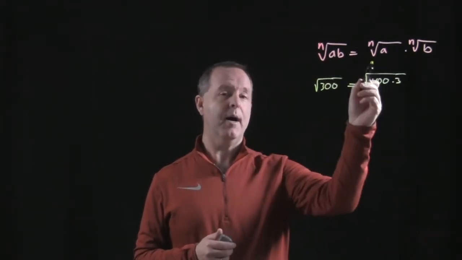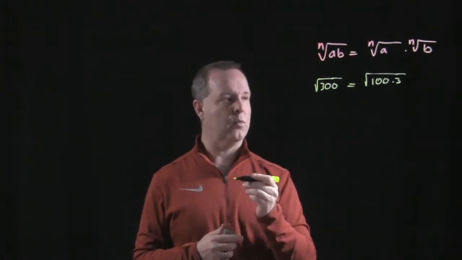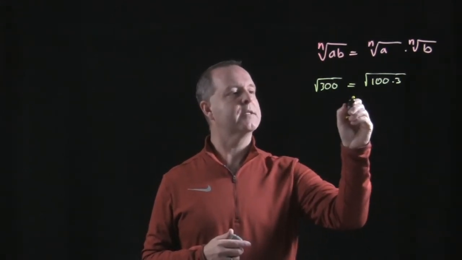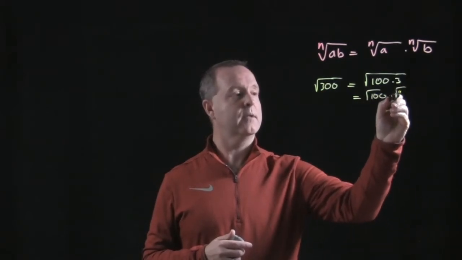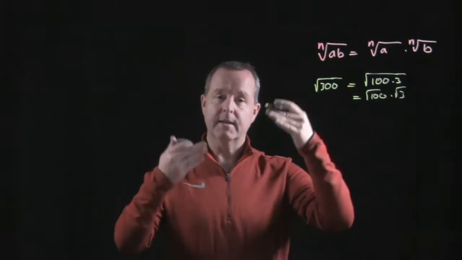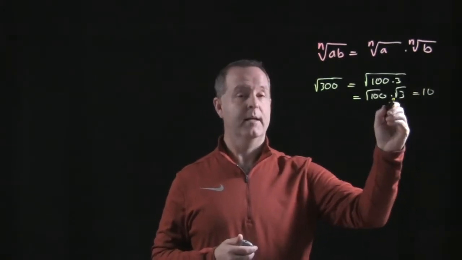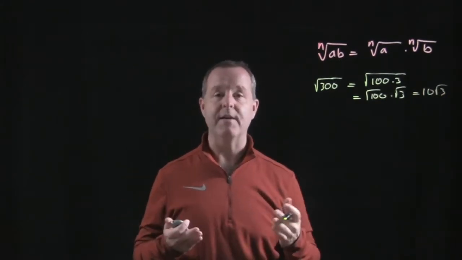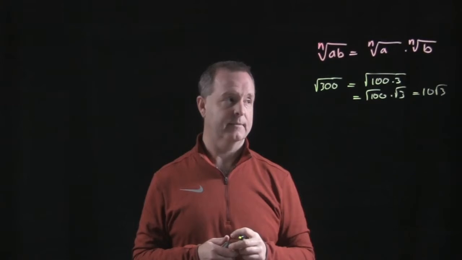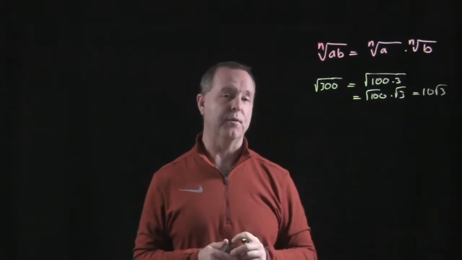And then using the product rule for radicals, but going backwards, I can rewrite it as the square root of 100 times the square root of 3. And then to simplify that, the square root of 100 is 10 and root 3, since the square root of 3 does not have any more perfect factors in it. So the square root of 300 simplifies to 10 root 3.